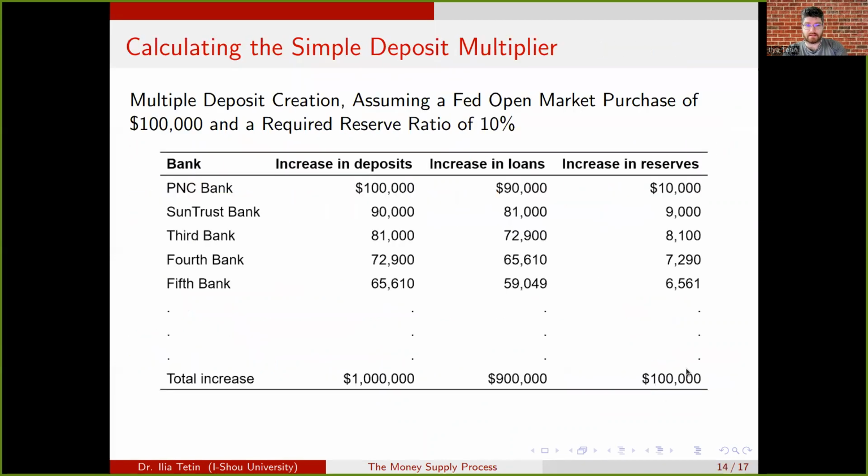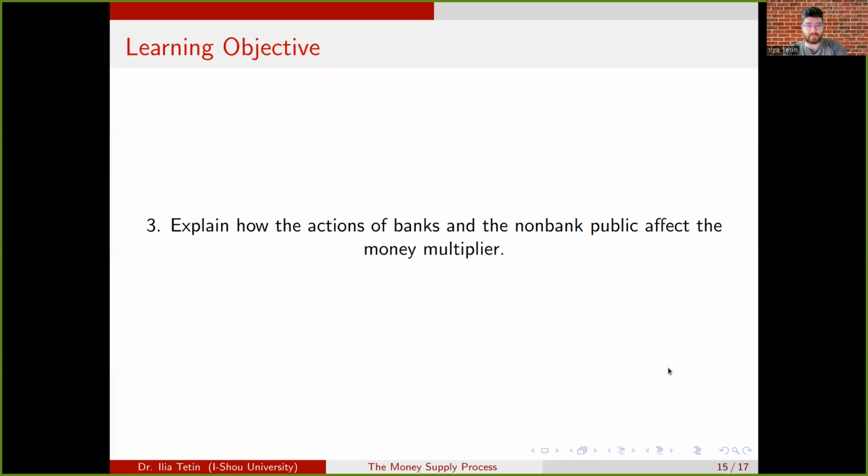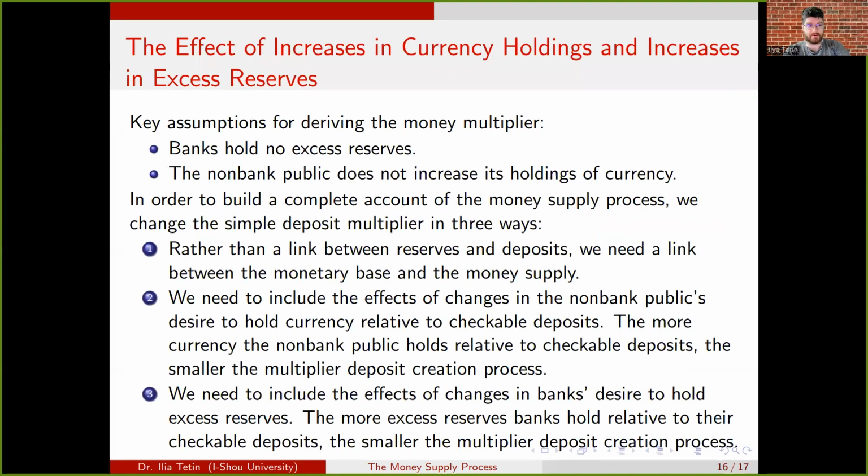Okay, so the next topic is how the bank and non-bank public affect the money multiplier. Understanding the simple deposit multiplier is an important step in understanding the money supply process, but it is not the complete story.